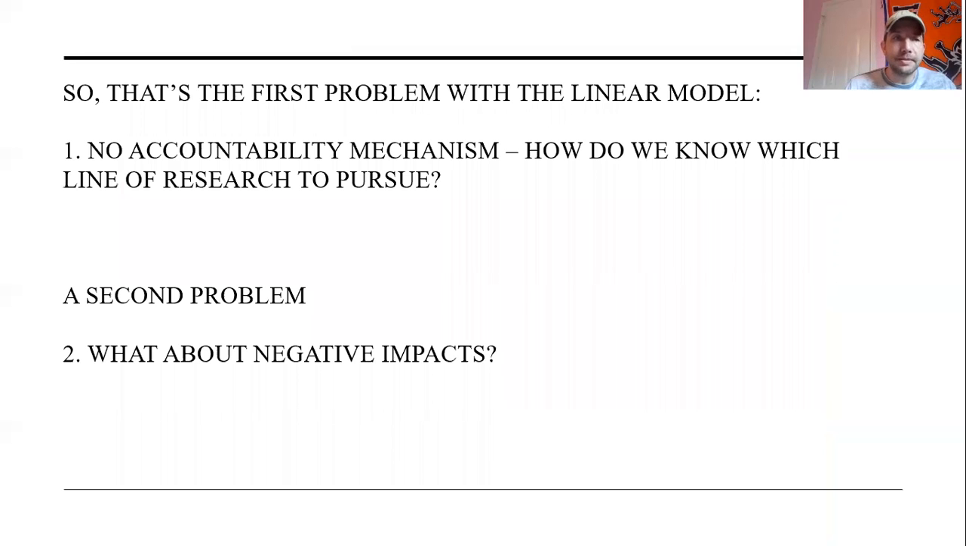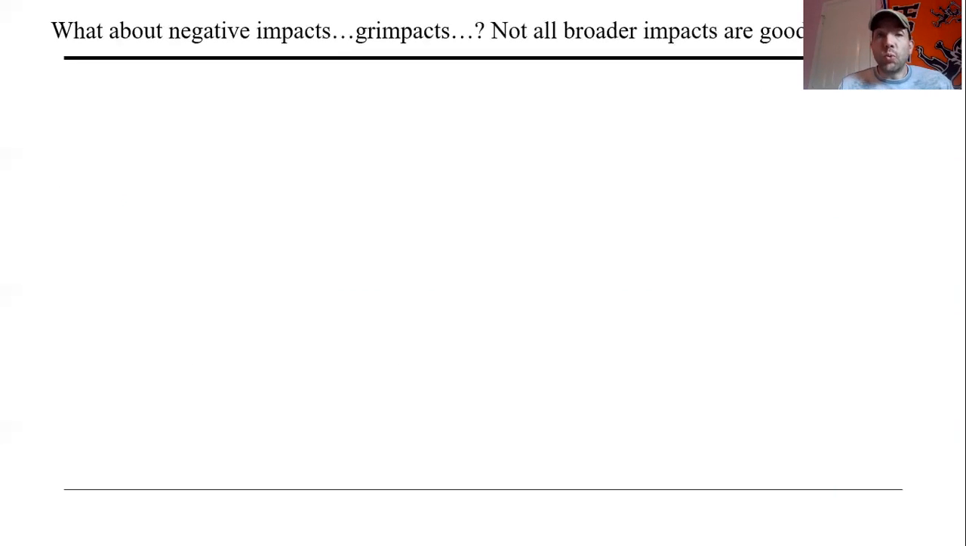So that's one critique, right? So one problem. Where's the accountability mechanism here, right? It's sort of like a blank check. Hey, study whatever you want, and we'll just sort of trust that it'll make society better at the back end. There's another problem, a second problem, and it's related to the first. What about negative impacts? Or grimpacts, okay? Negative impacts, grimpacts.